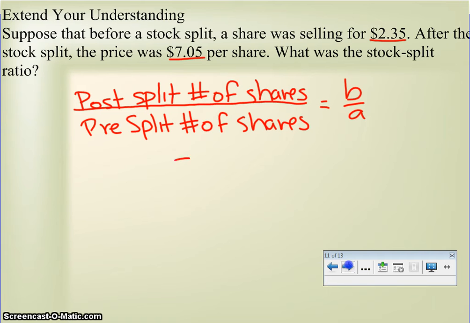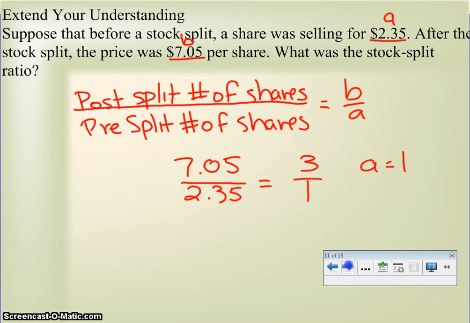So in this case, B is 7.05 divided by the 2.35, which is my A, and I end up with 3/1, where A equals 1, B equals 3. So looking at this, it represents a 1-for-3 split.